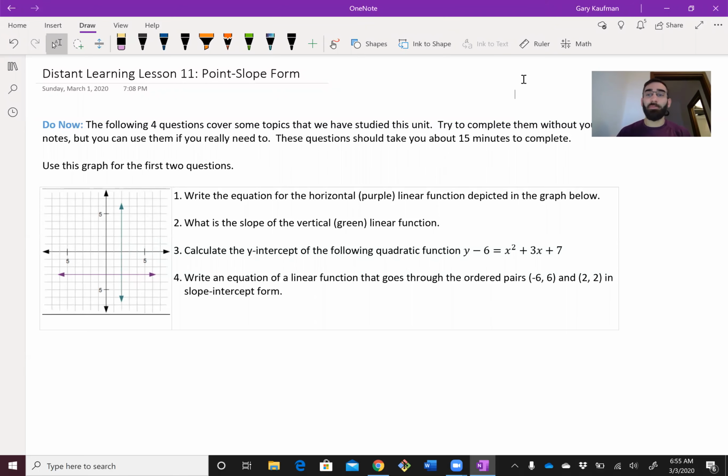Now remember, this is also all formative. So I don't expect you to be able to show mastery on every single question immediately. I know it's going to be challenging. So if you get stuck on it, feel free to look at it again.